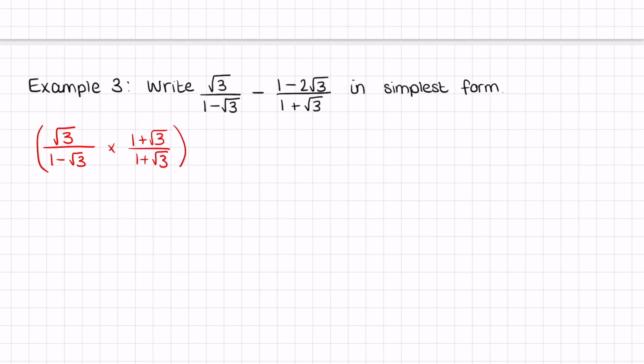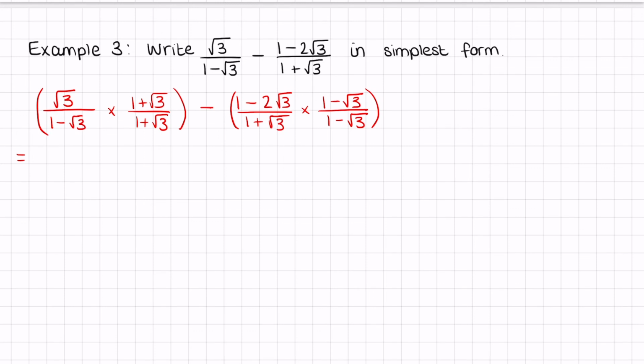And that's minus 1 minus 2 root 3 over 1 plus root 3. Multiply that by its conjugate, which will be 1 minus root 3 over 1 minus root 3. Now we do the conjugate because it will always give us a difference of 2 squares. That's why we do that. Now we just simplify each section separately and we'll just bring it all together at the end.